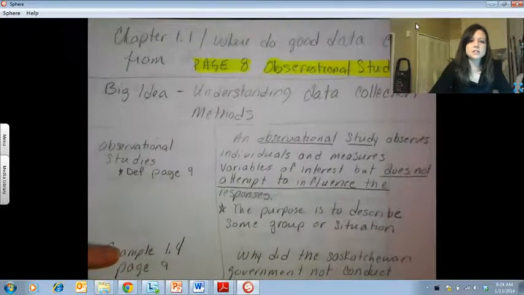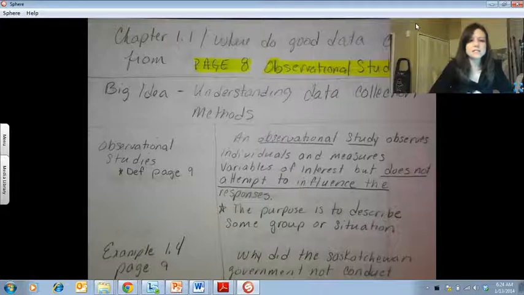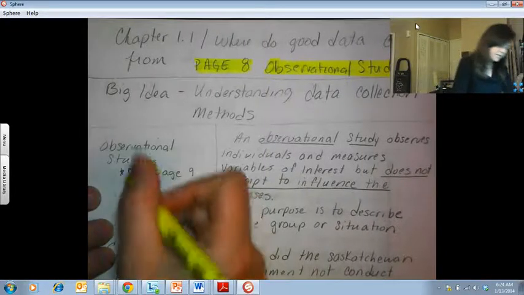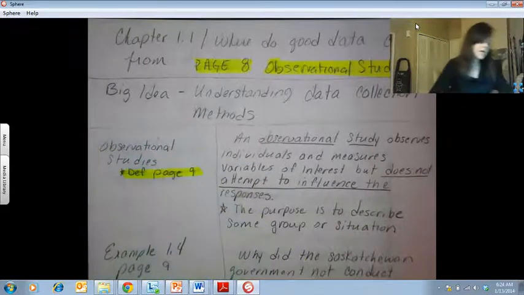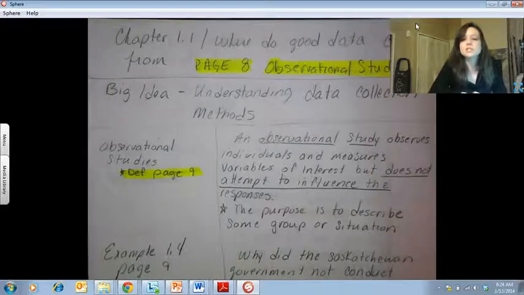The data collection method that Chapter 1 gets into is observational studies. And I got right here from page 9, the definition from page 9 in 1.1. An observational study observes individuals and measures variables of interest, but does not attempt to influence the response.